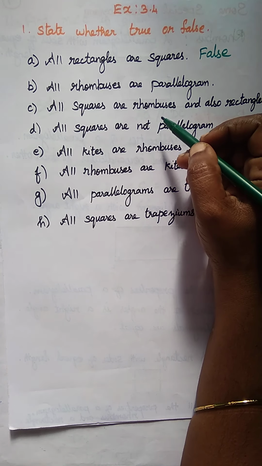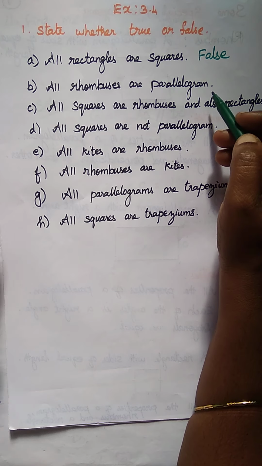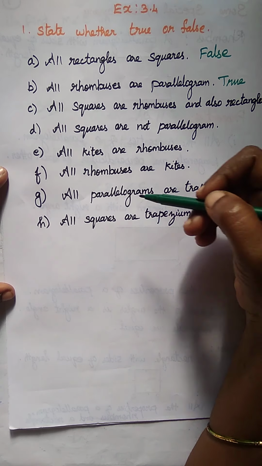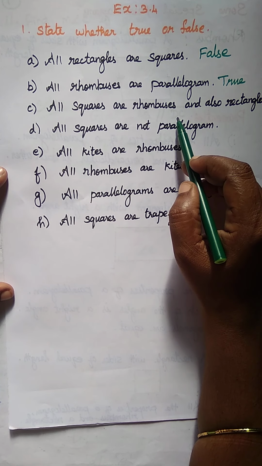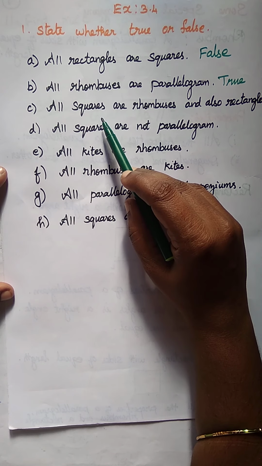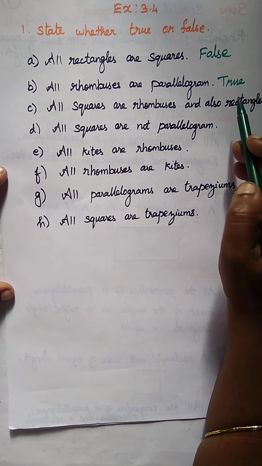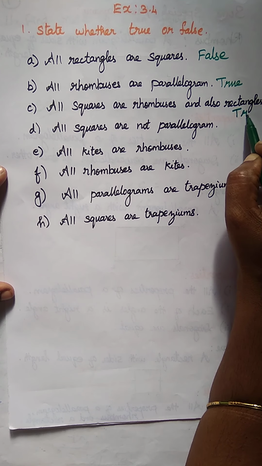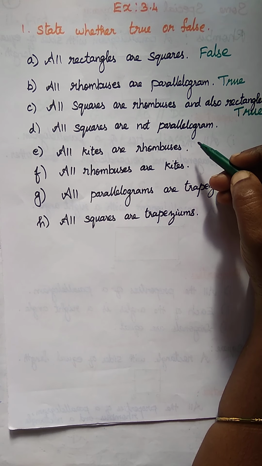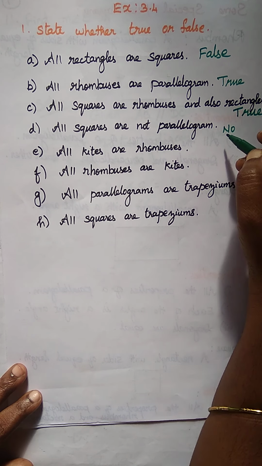Second one, all rhombuses are parallelograms. Yes, all rhombuses satisfy the properties of a parallelogram. So it is true. Next, all squares are rhombuses and also rectangles. Yes, a square satisfies the properties of rhombuses, rectangles and parallelograms. So it is true. Now, all squares are not parallelograms. No, all squares are parallelograms. So it is false.